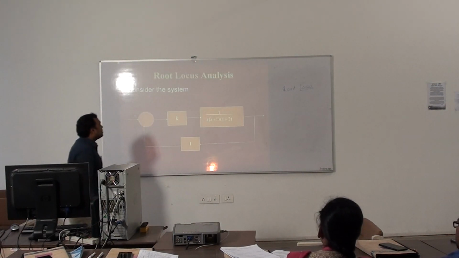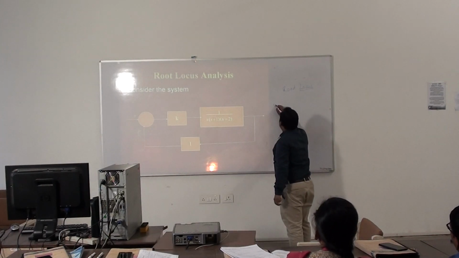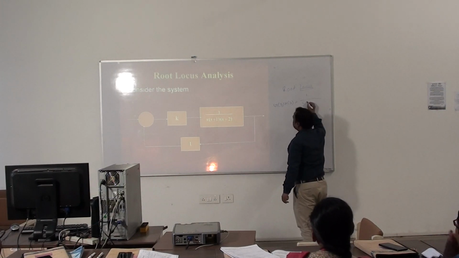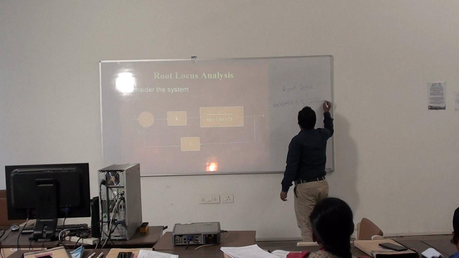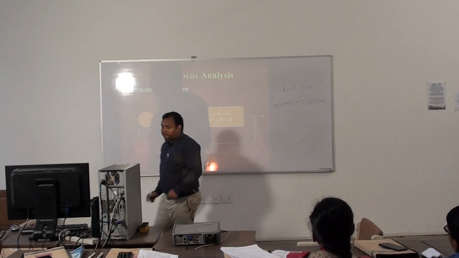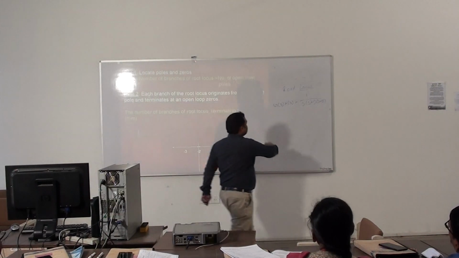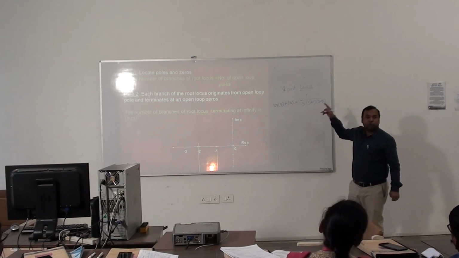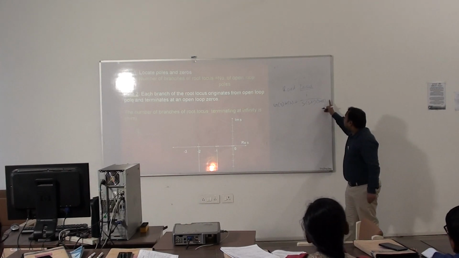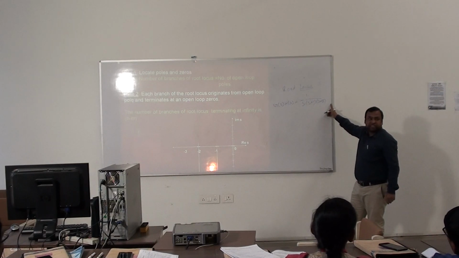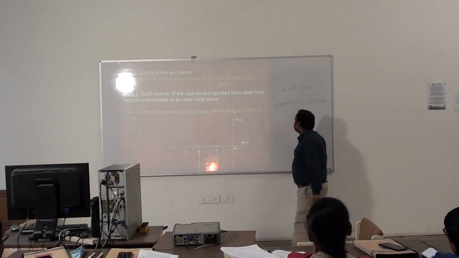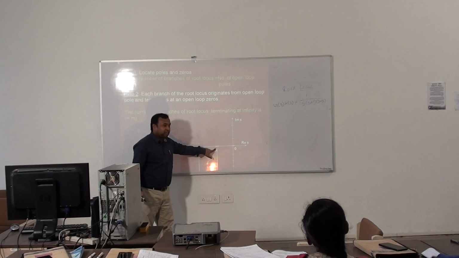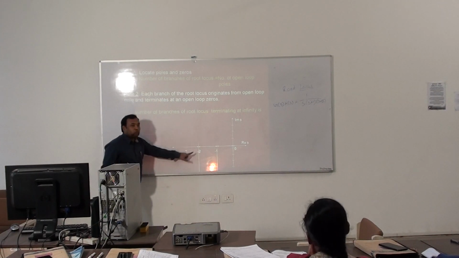See, this is a transfer function. This is the open loop transfer function: G(s)H(s) equals 1 by s into (s plus 1) into (s plus 2). So from this system, we can find the position of the open loop poles by making the denominator of this open loop transfer function equal to 0. From here we can see it has 3 poles: one at the 0 position, the second one at -1, and the third one at -2.